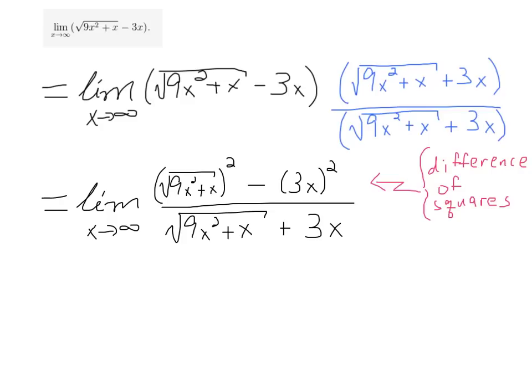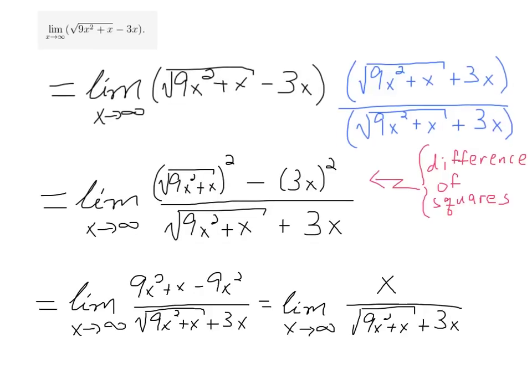Alright, so now I've got a difference of squares here, and I'm going to square this term out, and I'm going to square this term out, and you'll quickly see then that the 9x squareds are going to cancel, and we'll be left with an x in the numerator. Okay, so we do that simplification, and the 9x squareds indeed do cancel out. We get an x in the numerator, and in the denominator we have this expression, and we're going to now see what this limit is going to approach.